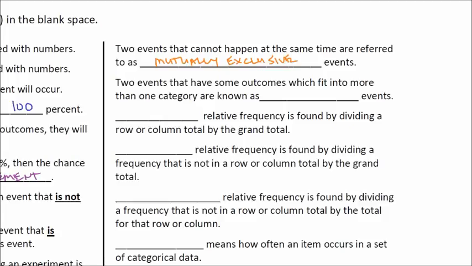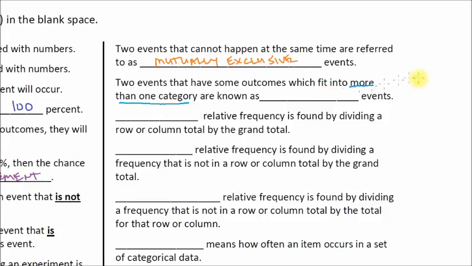All right. Two events that have some outcomes which fit into more than one category. Underline that. More than one category. If you think about this class, we've talked about this before. We've seen tables where you had, let's say, juniors, seniors on the top, and maybe their GPA or their preference of cereal or color or a movie type.